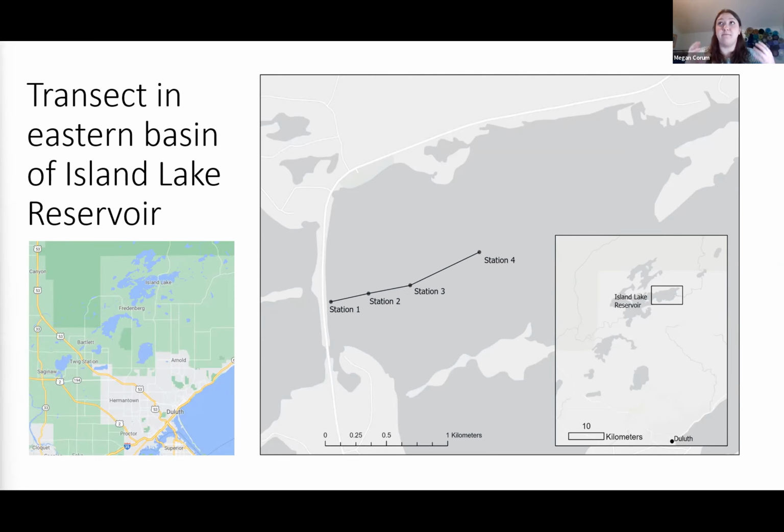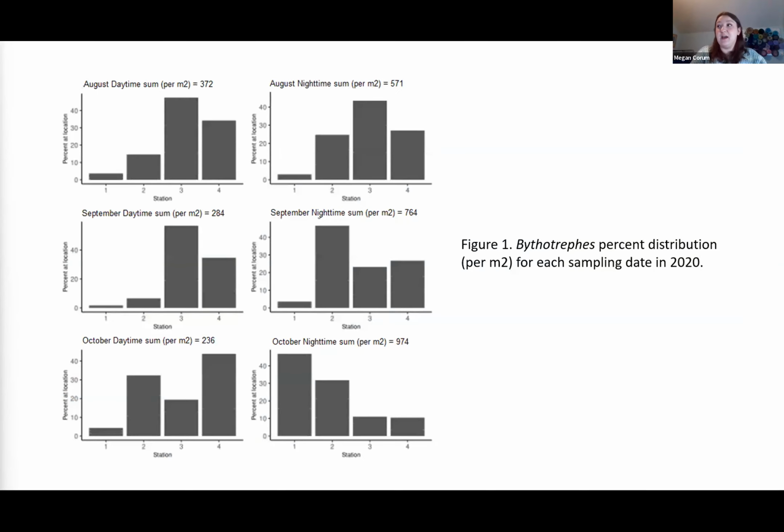I've pulled out what I think are two of the most interesting graphs of my Bythotrephes data, because there's a lot of data. But I want to show this one. This is a percentage graph comparing the percent distribution of Bythotrephes in 2020 across the four stations for the months. The top is the August sampling date, day and night, then September, day and night, October, day and night. Remember, Station 1 is the shallowest at 2 meters. Station 4 is the deepest at 16 meters.